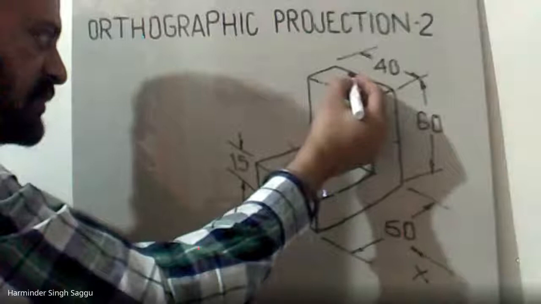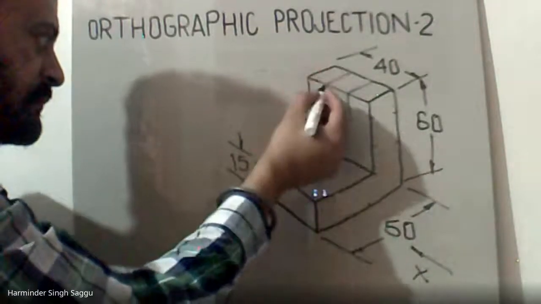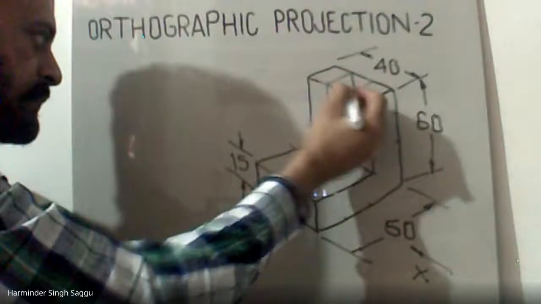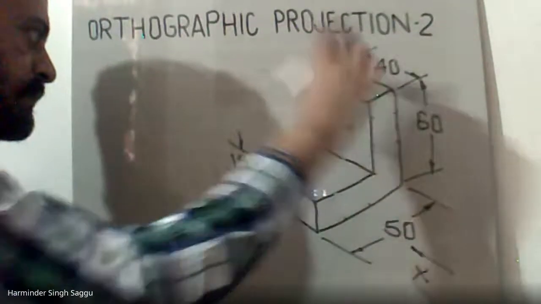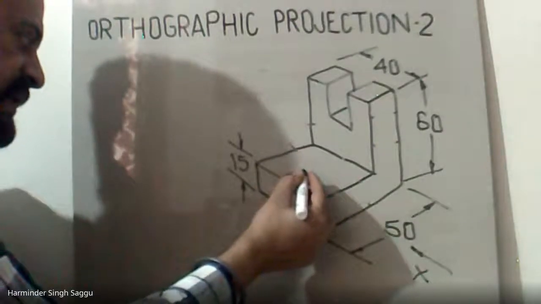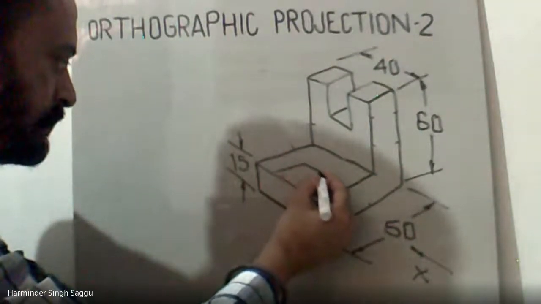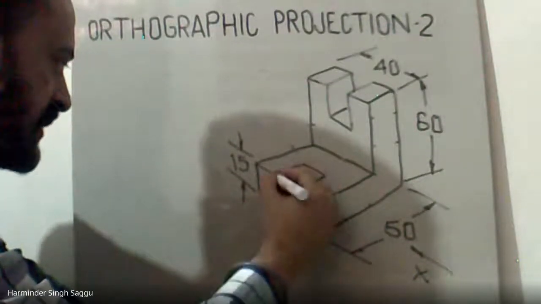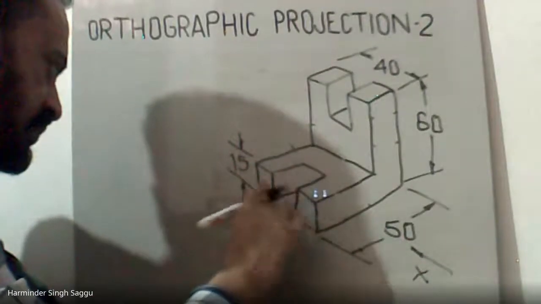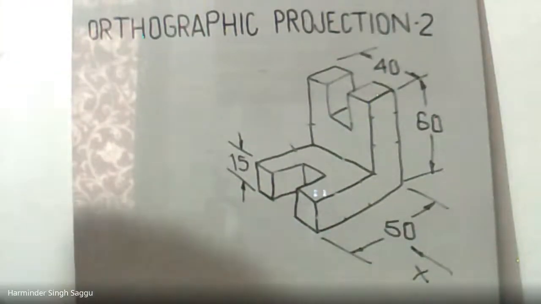Now, if I modify this object to this, see this. If I remove this center portion like this, and also from its base like this. If I remove these snouts from its base and elevation like this, I have modified this object for more understanding of the hidden lines.